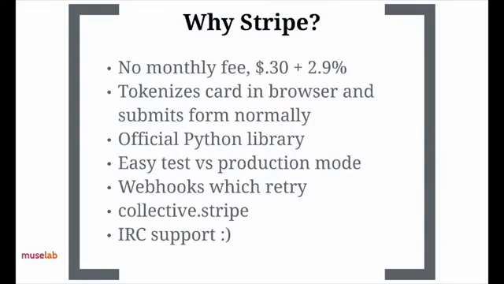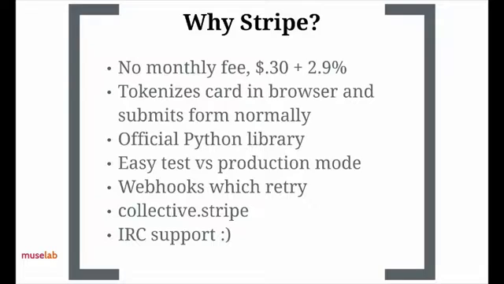So why Stripe? There's no monthly fee for Stripe, unlike most merchant accounts. It's 30 cents, 2.9% per transaction. Stripe essentially tokenizes the card in the browser. So they take the card information directly from the browser, ship it off to a secure server, return back a token, which then you can submit through your normal form submission process. So it integrates really well with the way that we're used to thinking.